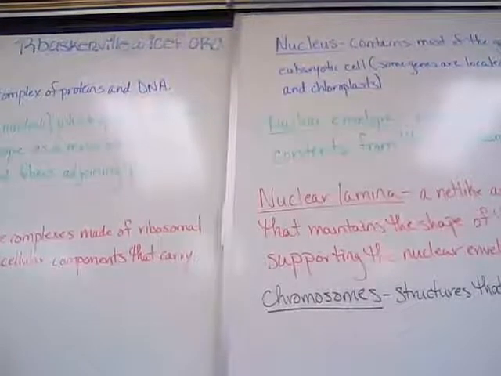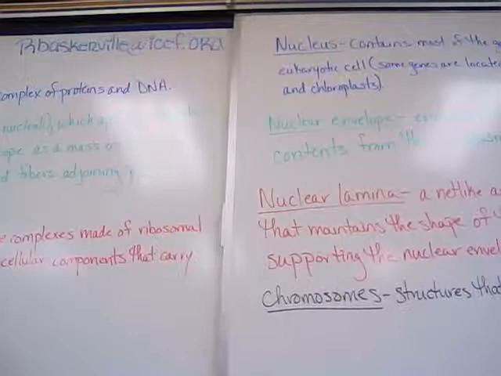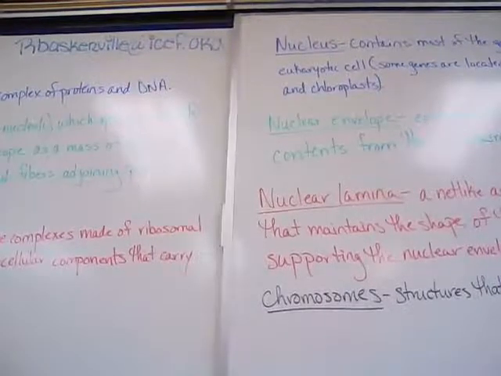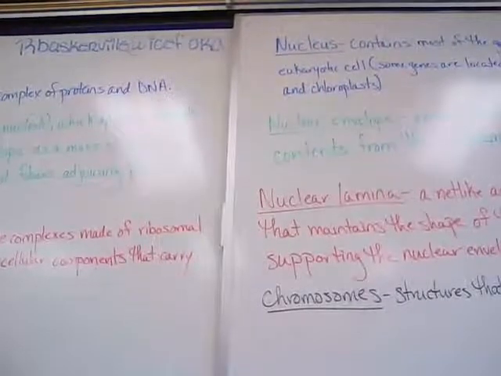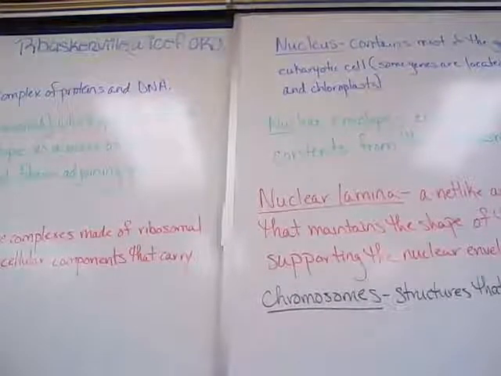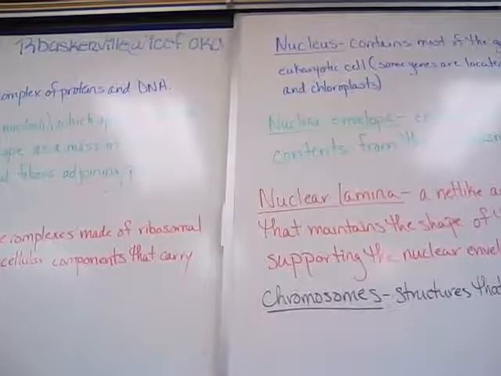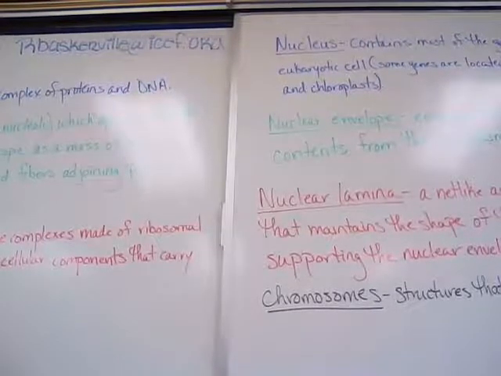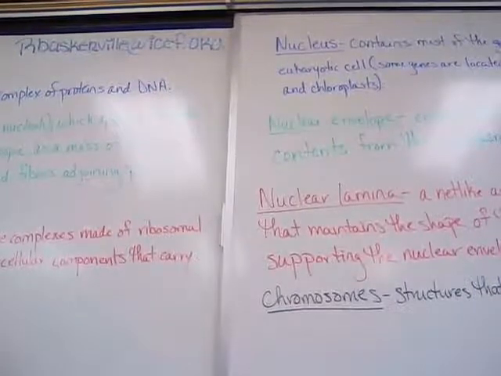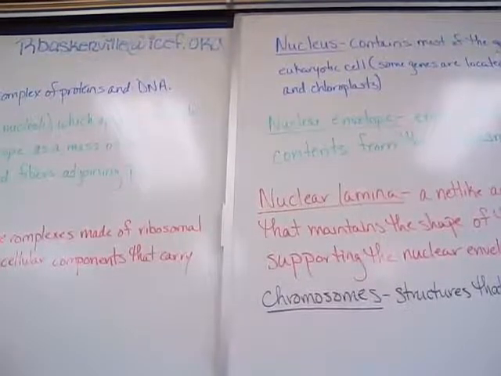Excuse me. All right. Now that I've sneezed, we're going to move on to ribosomes. Ribosomes, which are complexes made of ribosomal RNA and protein, are the cellular components that carry out protein synthesis. Cells that have high rates of protein synthesis have particularly large numbers of ribosomes. For example, a human pancreas cell has a few million ribosomes. Not surprisingly, cells active in protein synthesis also have prominent nucleoli.